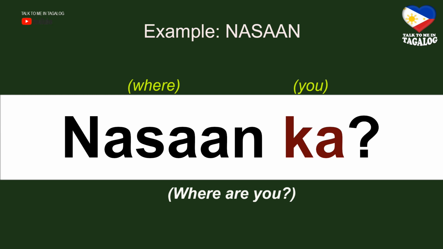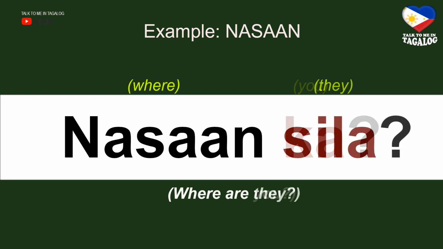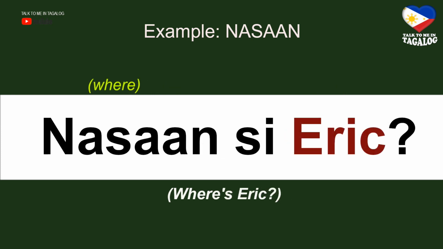Example 1, nasaan ka? Ka is a pronoun meaning you. So nasaan ka means where are you? Another example for the pattern nasaan plus pronoun is nasaan sila? Meaning where are they? Our third example is nasaan si Eric? Meaning, where's Eric?